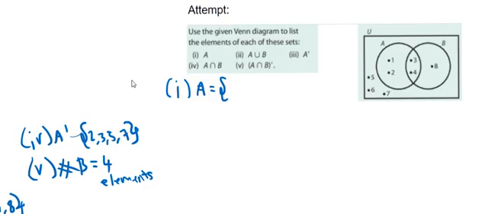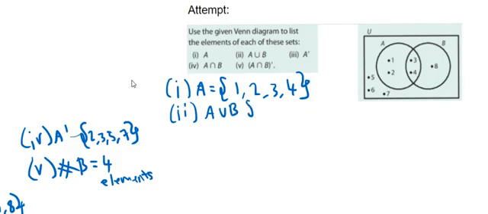So for A anyway, you should be able to see that the numbers 1, 2, 3, and 4 are all in A. So remember, the 3 and the 4 are included as well because they're in the A circle. Second question is A union B. So that's everything that's in A or in B. So if it's in A or if it's in B, then it's included. So we've got 1, 2, 3, 4, and the 8 as well. The 8 is also included because it's in B.